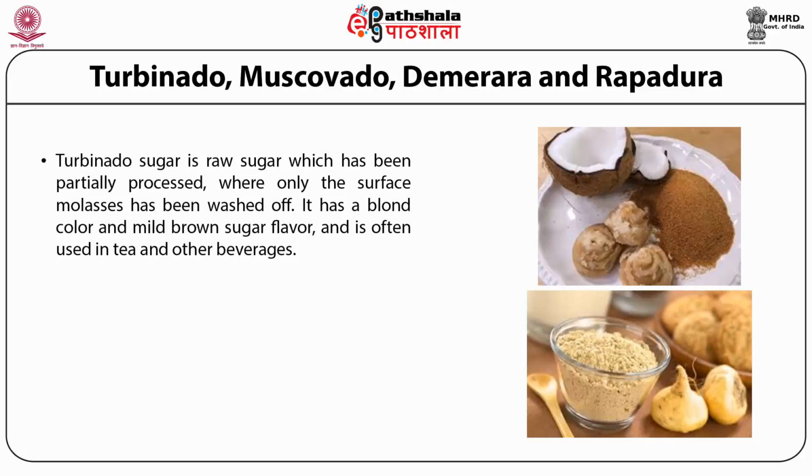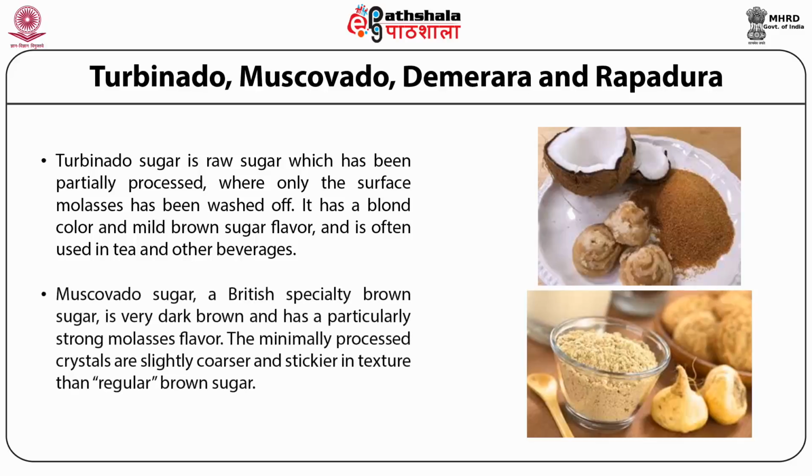Turbinado sugar is raw sugar which has been partially processed, where only the surface molasses has been washed off. It has a blond color and mild brown sugar flavor and is often used in tea and other beverages. Muscovado sugar is a British, especially brown sugar, is very dark brown and has a particularly strong molasses flavor. The minimally processed crystals are slightly coarser and stickier in texture than regular brown sugar.